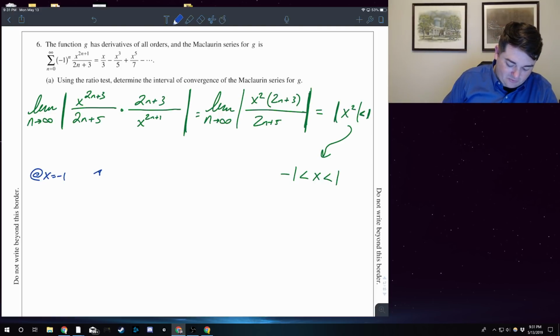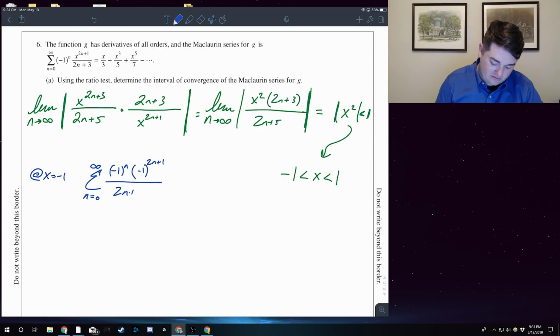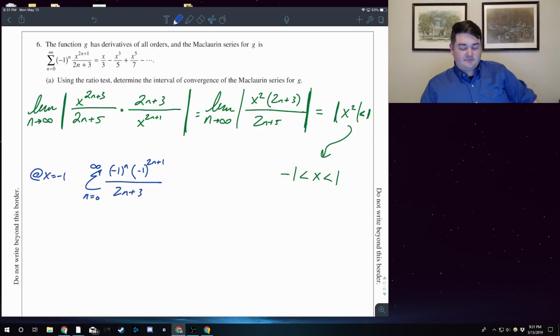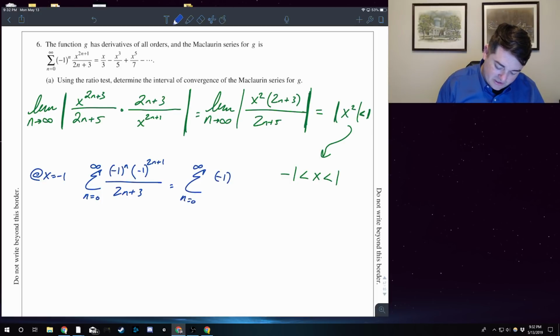When x equals -1, here's my series. I've got the sum from 0 to infinity of -1 to the n times -1 to the 2n plus 1 over 2n plus 3. So let's clean this up a little bit. Okay, I've got the same base being multiplied here, -1 and -1, so I'm going to add the powers. So this is the sum from 0 to infinity of -1 to the 2n plus 1 plus n, so 3n plus 1.